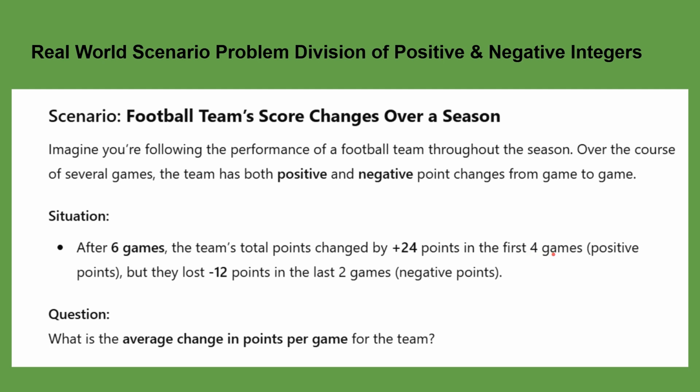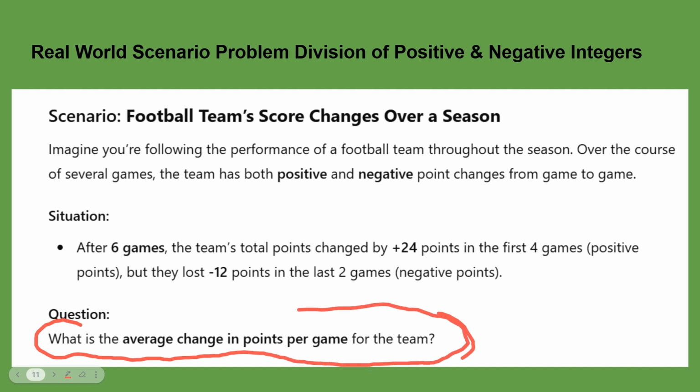Okay, so our situation would be after 6 games, the team's total points change by positive 24 points in the first 4 games. That means it's a positive points. But they lost. What happened? They lost negative 12 points in the last 2 games. So that means it's a negative point. Now, the question is, what is the average change in points per game for the team? So we will answer that very important question.